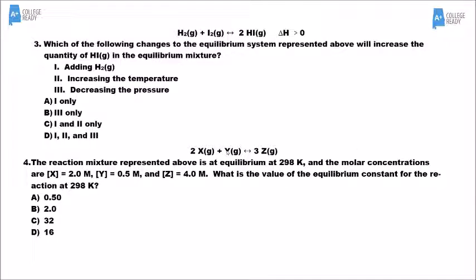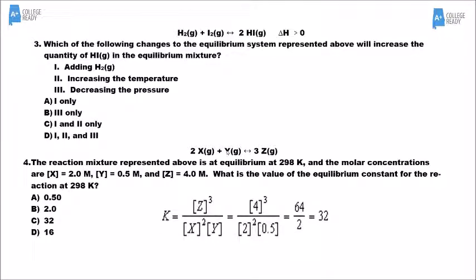Number 4, first we need to write the equilibrium expression, and then we'll plug in the numbers. When we do that, we get 4 cubed over 2 squared times 0.5. Your students should be able to do this math without a calculator.